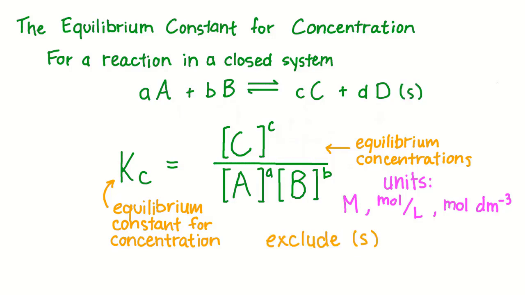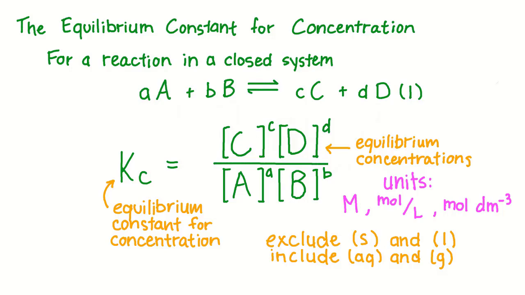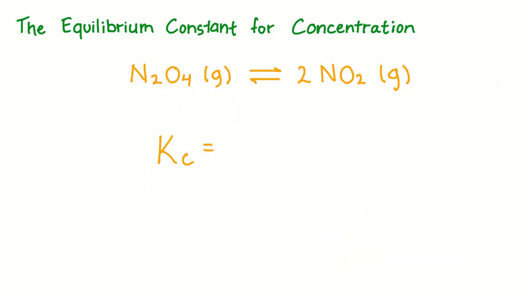When constructing our equilibrium constant expression, we don't include any chemical species that are solids or liquids. This is because the concentration of solids and liquids don't change very much over the course of the reaction. We'll only include aqueous or gaseous chemical species in our equilibrium constant expression. Let's try constructing the equilibrium constant expression for the reaction between dinitrogen tetroxide and nitrogen dioxide.